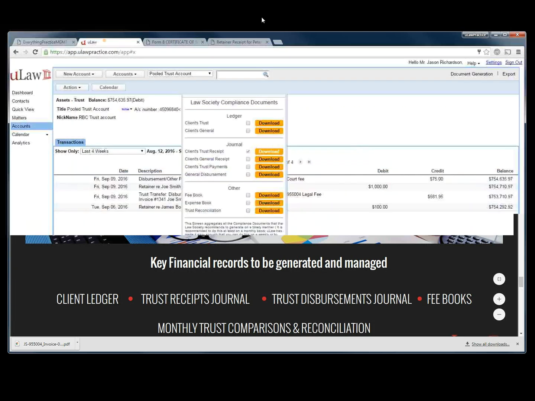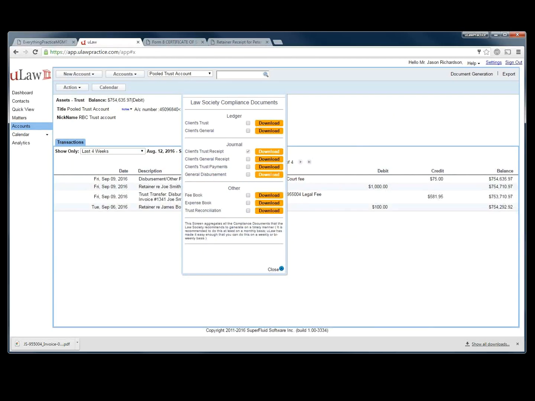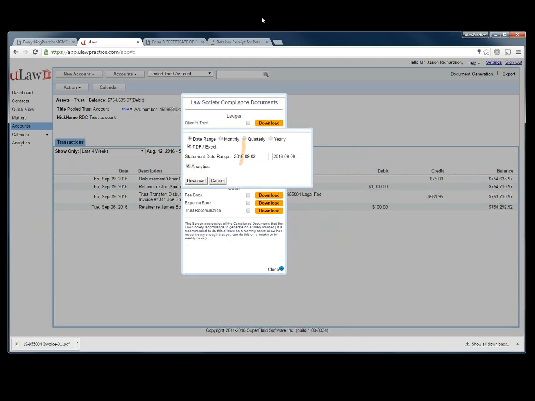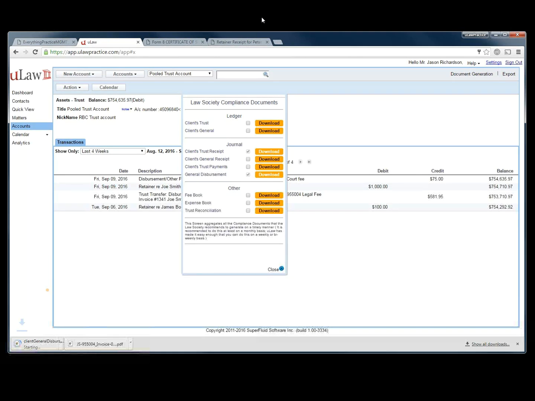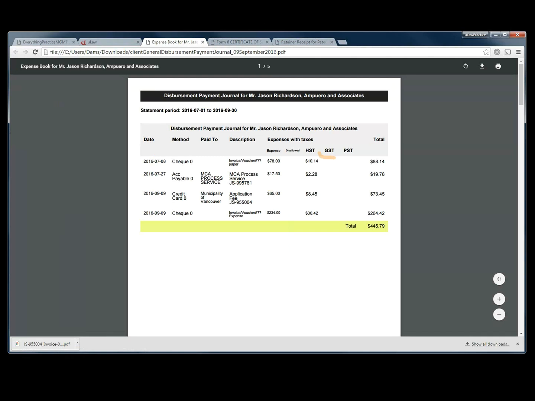Going back, disbursement journals are the same thing. If I go to my client disbursement journal, I want to do it for my quarter again and do a download. If you look at the guidelines in BC, you need to establish the GST and the PST separately. If it's Ontario, you need to establish the HST. Sometimes only GST is applicable, so you need to split it out. So clearly you show the date, the method paid, the description of the service, the expense, how much is disallowed, the HST, and the total calculation.